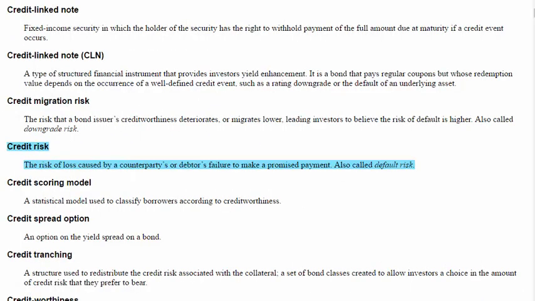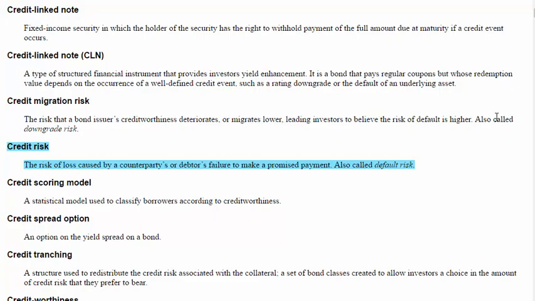Again, I just wanted to jump into the glossary quickly to show you the importance of it. You can copy and paste and print out the glossary as a Word document if you're using the ebook, but it's really important to go through the glossary and pick up on all these terms because a lot of the questions are just based on definitions, as that last question was. So you can see here I've highlighted credit risk is the risk of loss caused by a counterparty's or debtor's failure to make a promised payment, and it's also called the default risk.